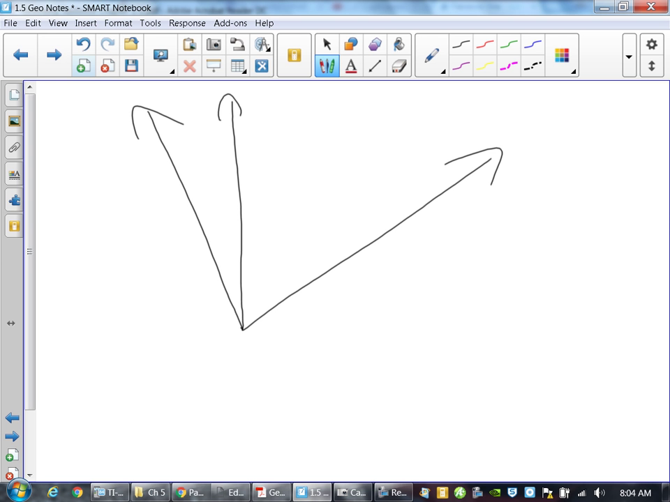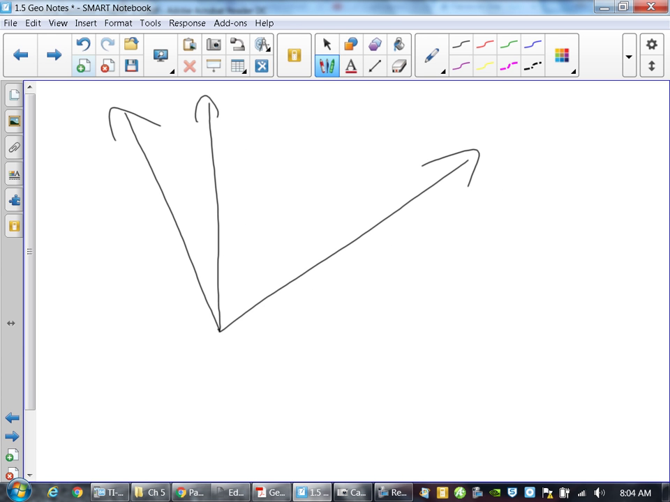Would a bisector create adjacent angles? Yes, it would. Because if you think, remember what a bisector does. Right here, let's draw this. If I bisect this one here, I make these two angles the same, right?